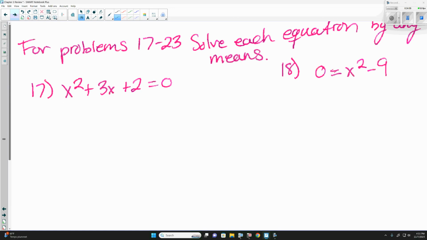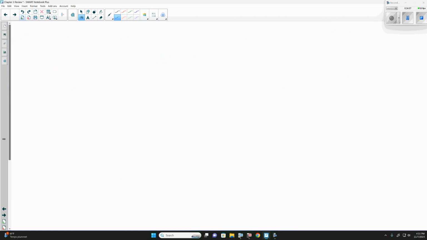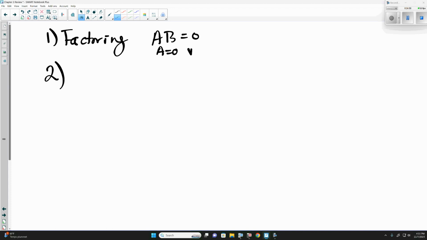Solve each equation by any means. Now, we did have several methods for solving. The first method we went over was factoring, just like we did with problems 1 through 12. We factor the quadratic into two sets of parentheses being multiplied together. Whenever we have two or more things multiplied together to equal 0, one of them must be 0.